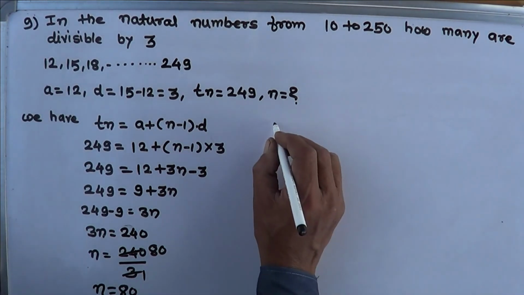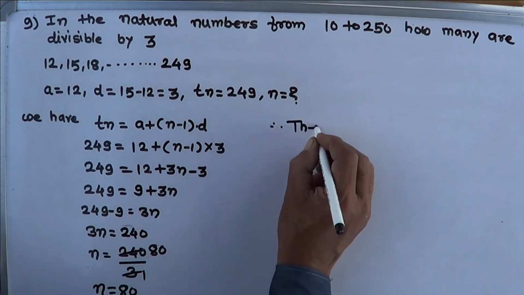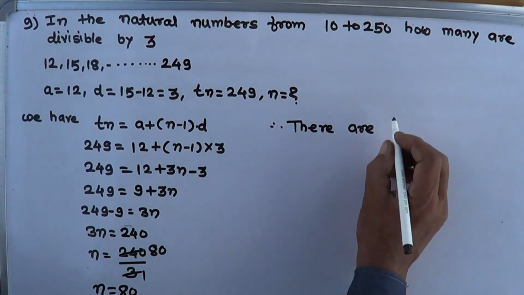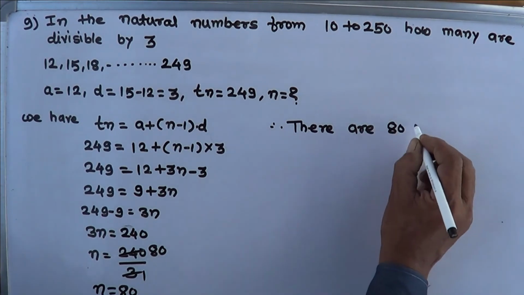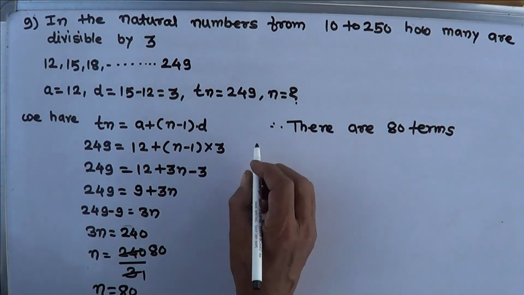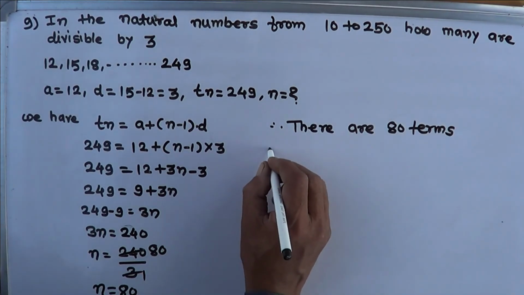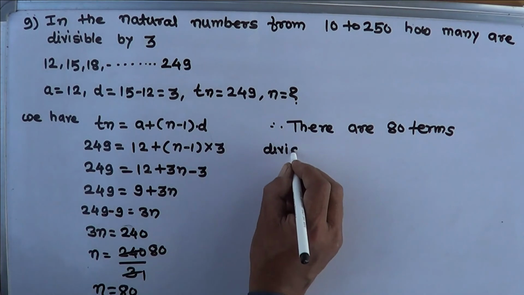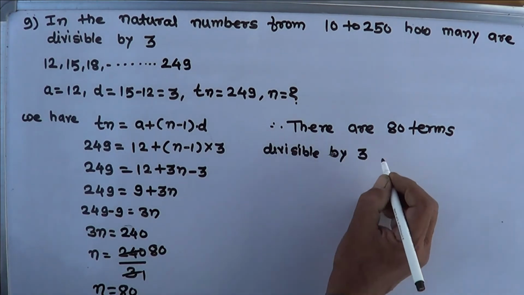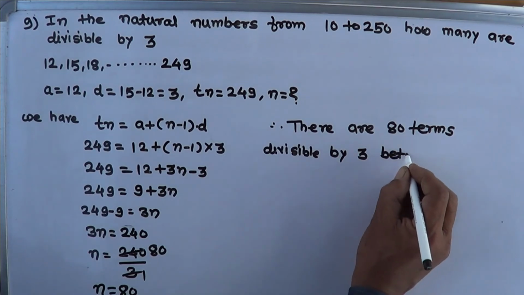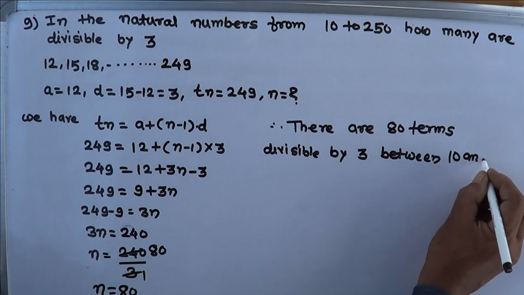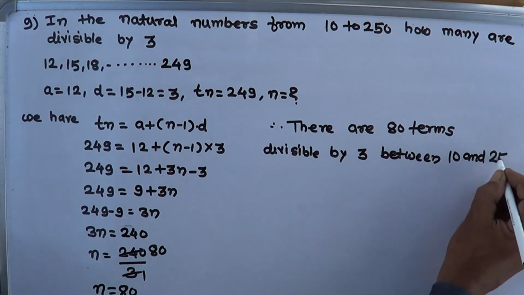So here we can write there are 80 terms divisible by 3 between 10 and 250.